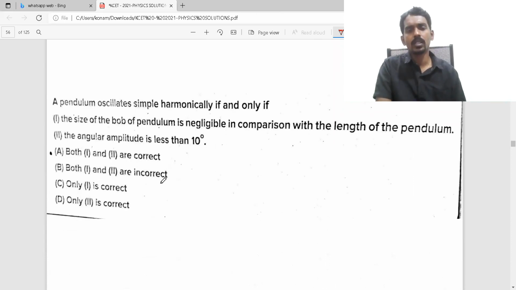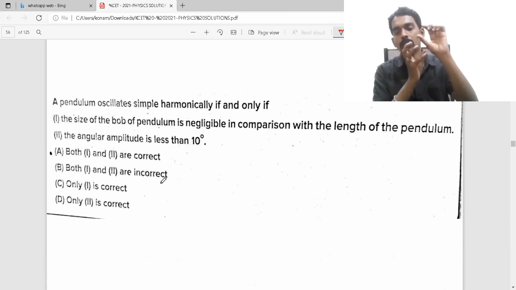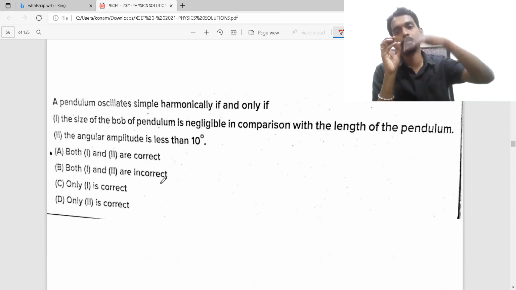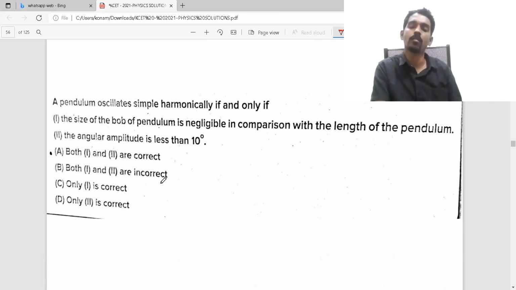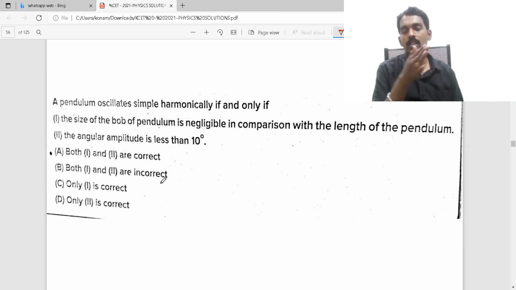A pendulum oscillates simple harmonically if and only if... See, generally the size of the bob should be less. If the string is this much and the bob is this much, oscillations won't happen. That's why the size of the bob is lesser compared to the length of the pendulum. And also, it should be harmonic oscillation, it should not go like this. Then the condition will not be satisfied.